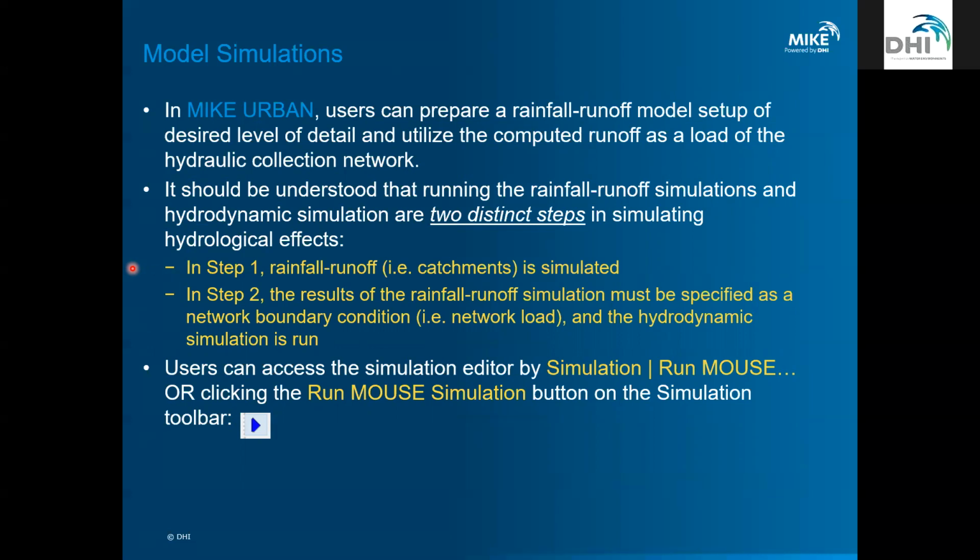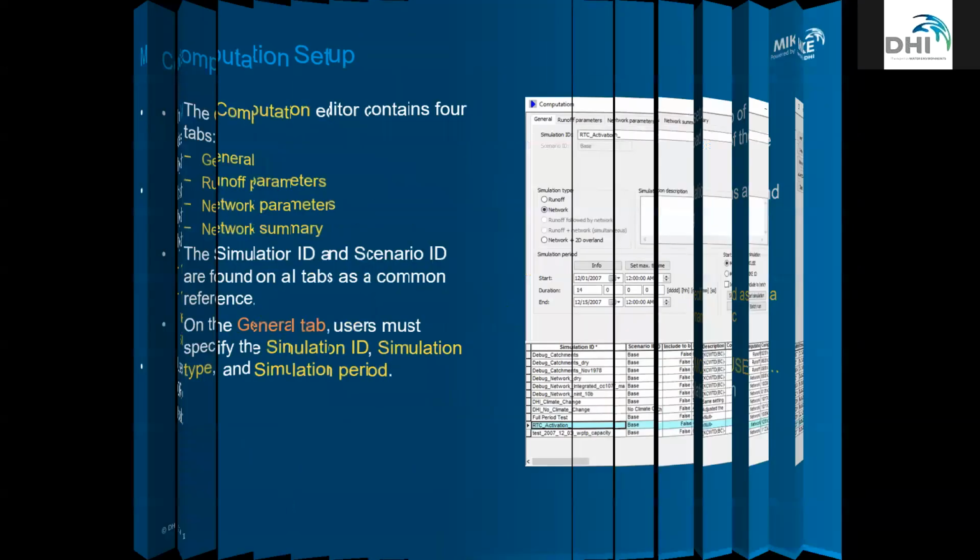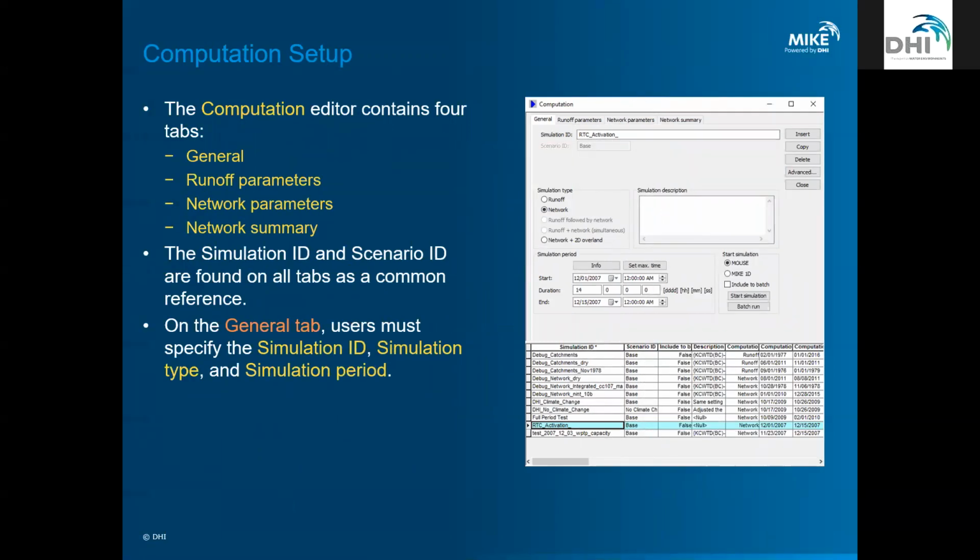So in order to run a simulation, there's a menu that says simulation, run mouse, or there's a button that just looks like a blue play button, and that's the easiest way to get to the computation window. So this is what it's going to look like. It's a little overwhelming at first. There'll be 4 tabs, but it's straightforward once you learn how to use it. So the 4 tabs are general settings, runoff parameters, network parameters, and network summary.